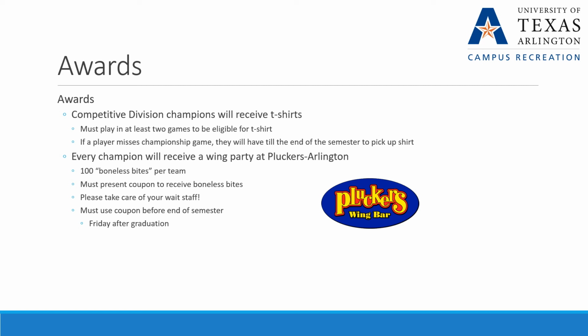Every champion will receive a wing party at Pluckers in Arlington. They will receive 100 boneless bites per team. You have to be present to receive the boneless bites, and please take care of the waitstaff. Tip them as if you were buying the wings. You have to use the coupon before the end of the semester. Typically the Friday after graduation is your deadline.